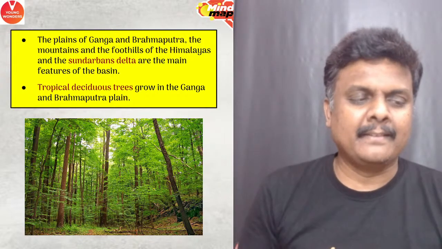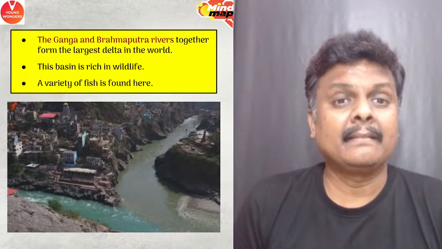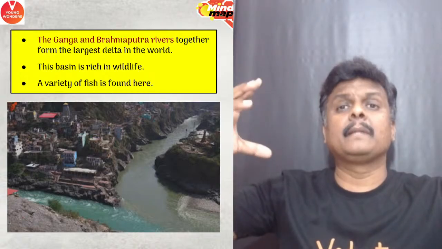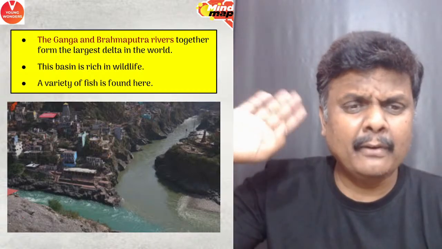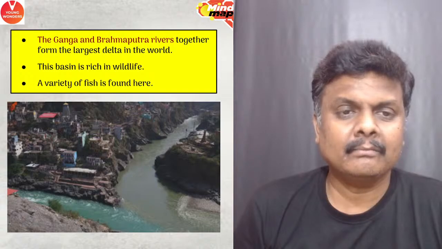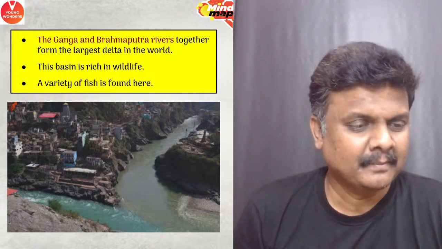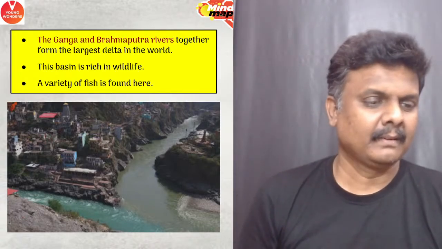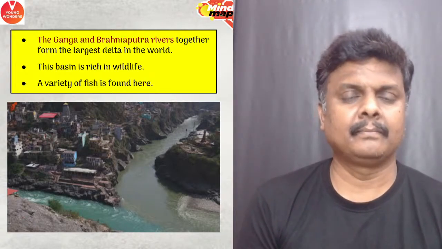Ripunjai, you have to wait. We just started, come on. So guys, look at that. The Ganga and Brahmaputra rivers form the largest delta in the world. I think I already spoke about it. What is a delta, first of all? What is a delta region? Come on. Hi, Jasmita. Yes, anacondas are there.